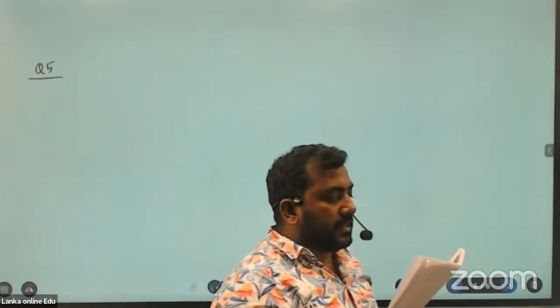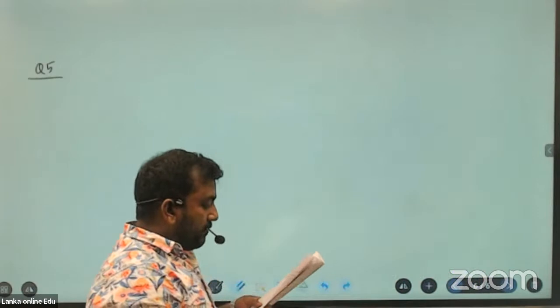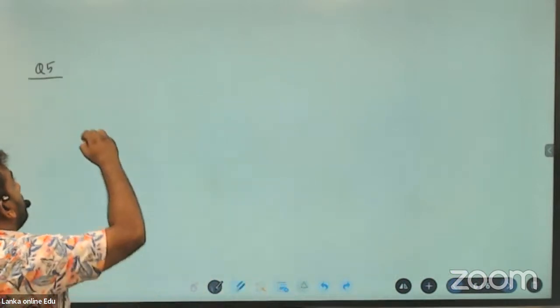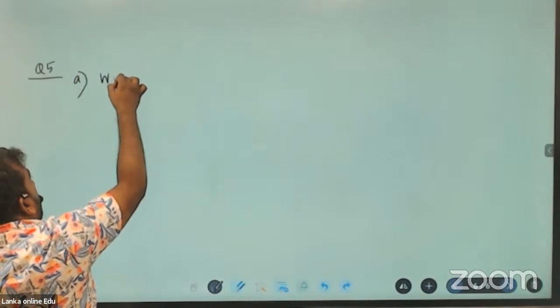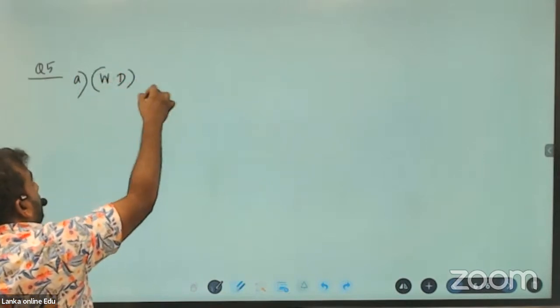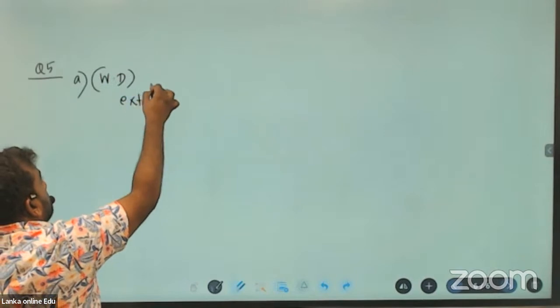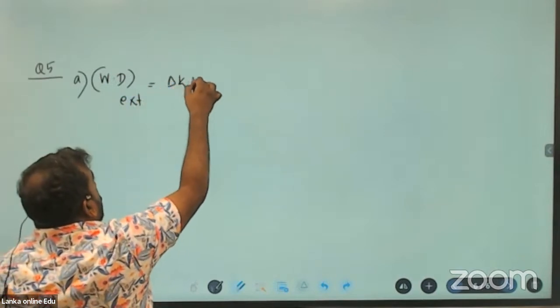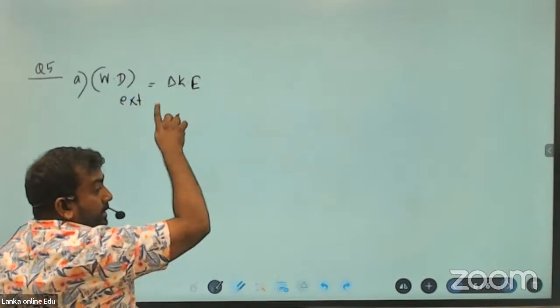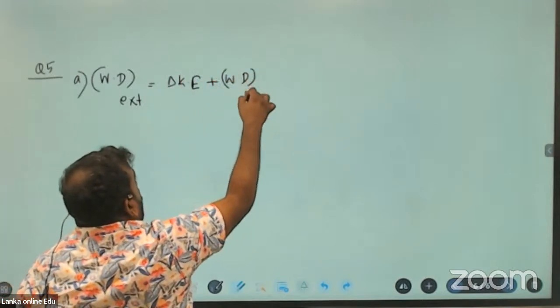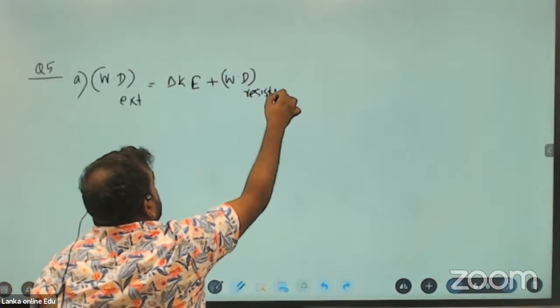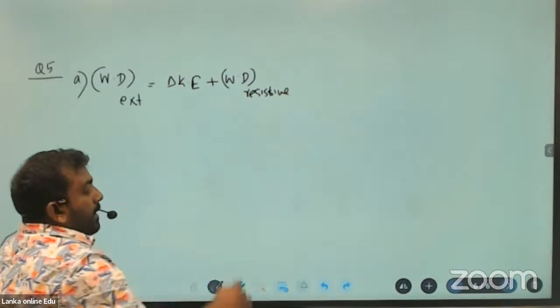Mass, train, engine: the work-energy principle. So you must write it. Work done, write in words. Work done by external force equals increase in kinetic energy plus work done by resistive forces. Write it in words, not like this.